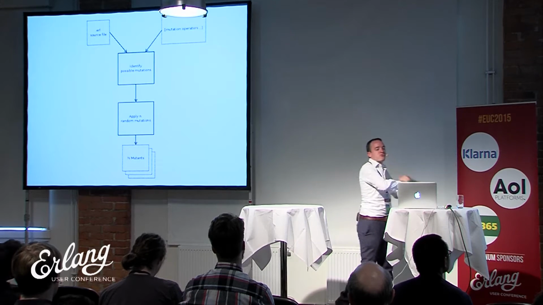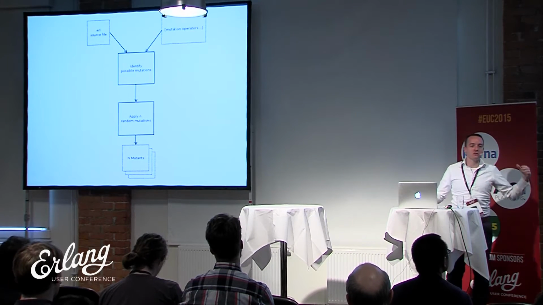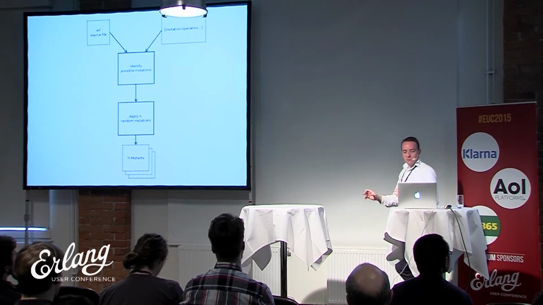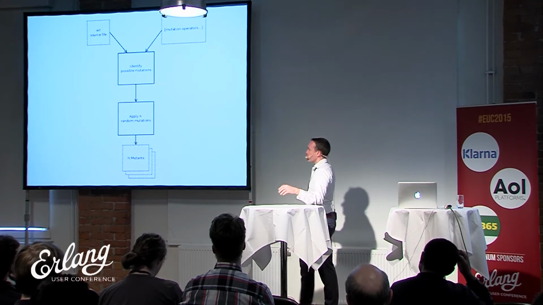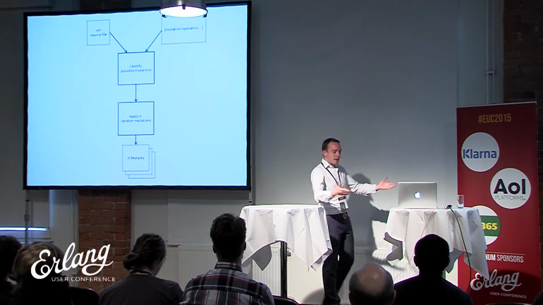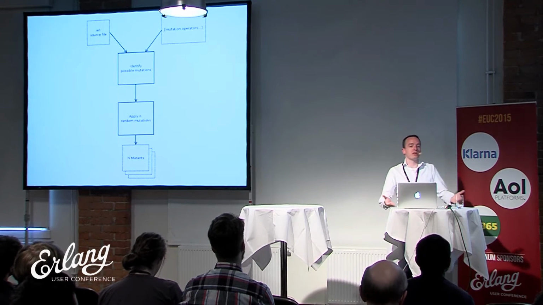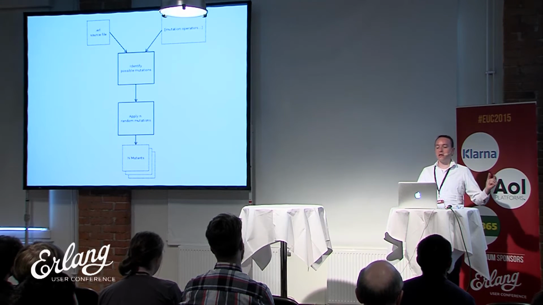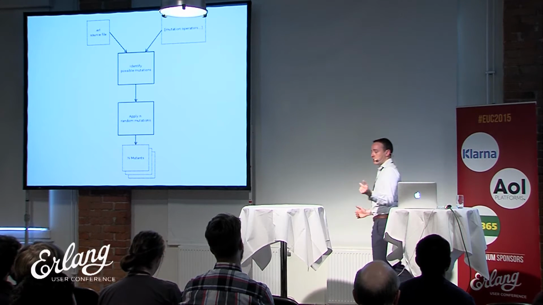If I just randomly applied mutants, I'd end up with the same mutant 6 times, and I'd end up with other problems. So first we're going to look at all the places we could apply them. And then we're going to apply n of these random mutations, and we're going to spit out n mutants. So we're going to get n copies of your program, each of which has been changed in just one way. And we're going to see if your tests notice.